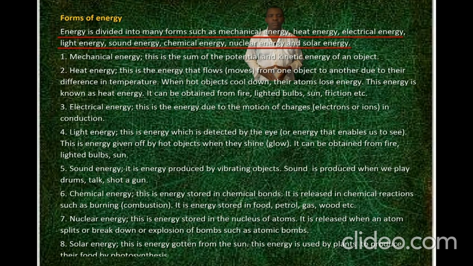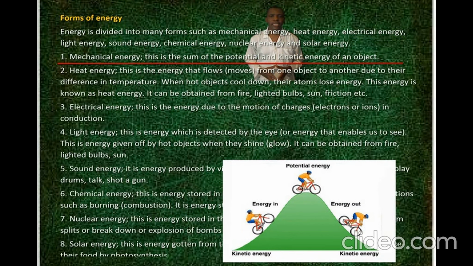Forms of energy. Energy is divided into many forms, such as mechanical energy, heat energy, electrical energy, light energy, sound energy, chemical energy, nuclear energy, and solar energy. 1. Mechanical energy. This is a sum of the potential energy and kinetic energy of an object.